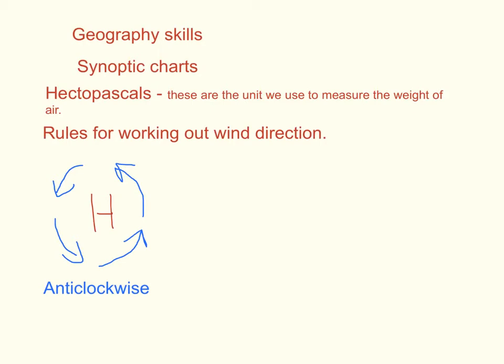Okay, so on the other hand, if we have a low air pressure system where you see the letter L on a synoptic chart, does it have arrows around it as well? The air will circulate in a clockwise direction around it. Okay, and we'll put another note in there.